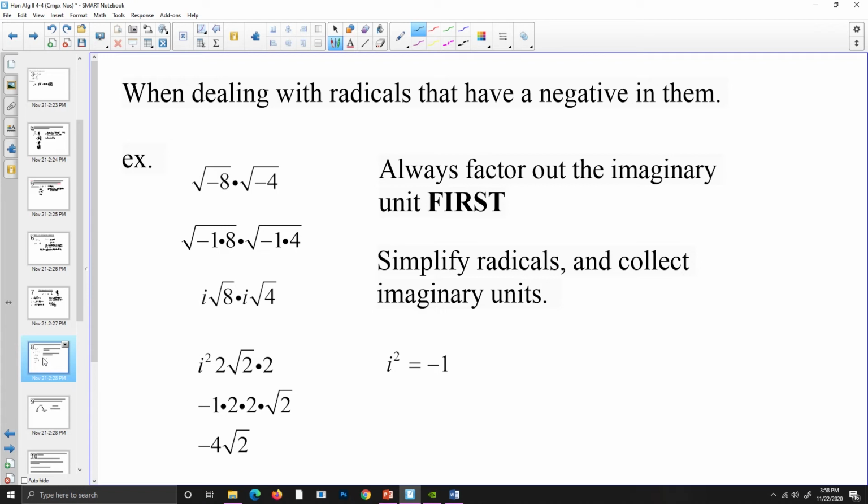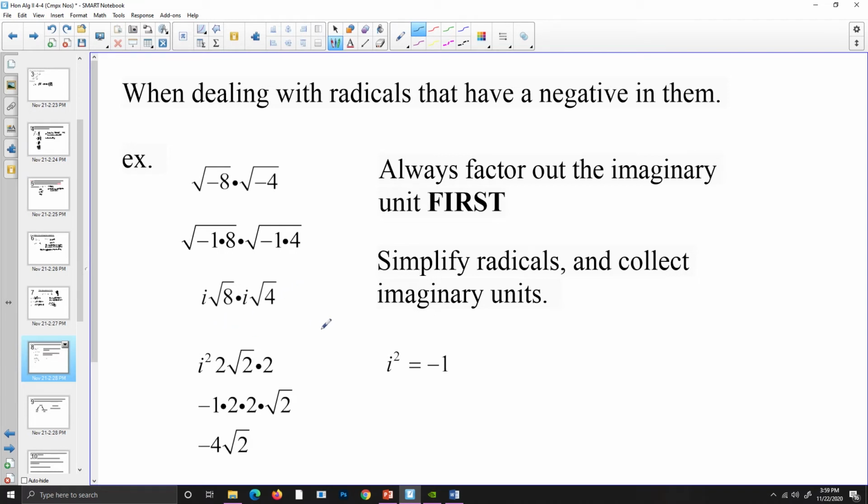So when you're dealing with radicals that have negatives in them, you must always factor out the imaginary first. So you'll notice here I have an example. Simplify the square root of -8 times the square root of -4. The first thing that you should do is bring that negative out and change it to an i. If you can see this step, you can just skip it. If you can see the negative out, you can rewrite it. You don't have to do this middle step. You can just go i square root of +8 and i square root of +4.